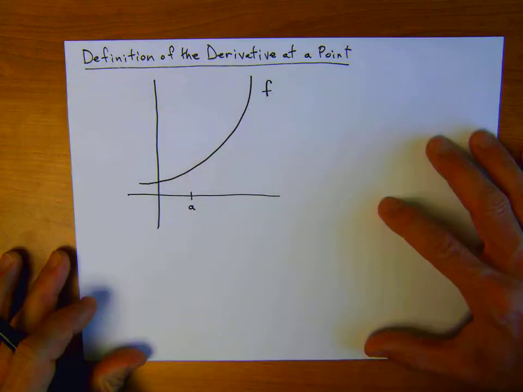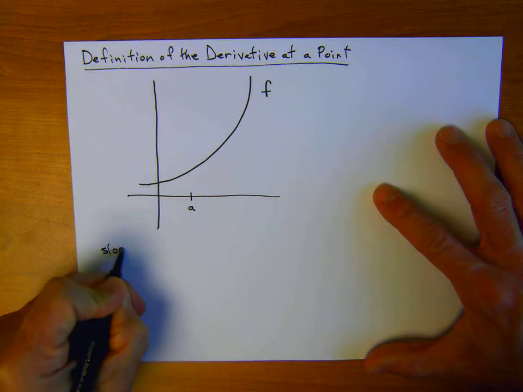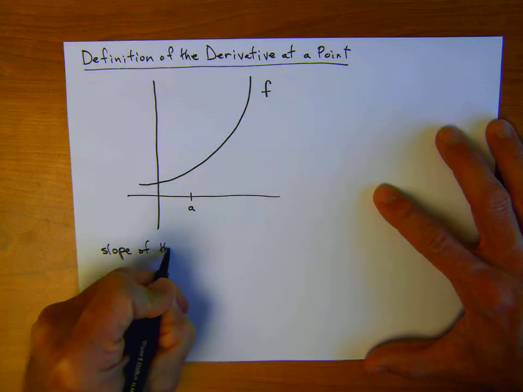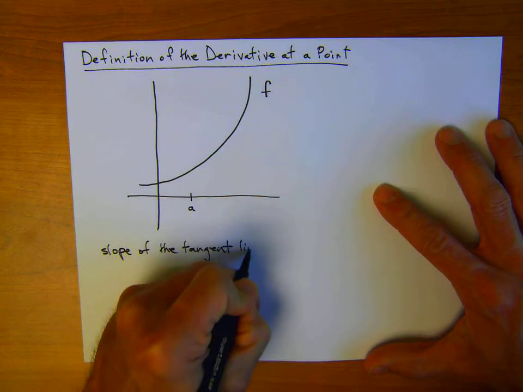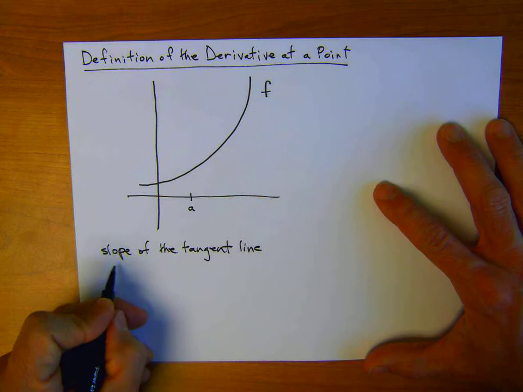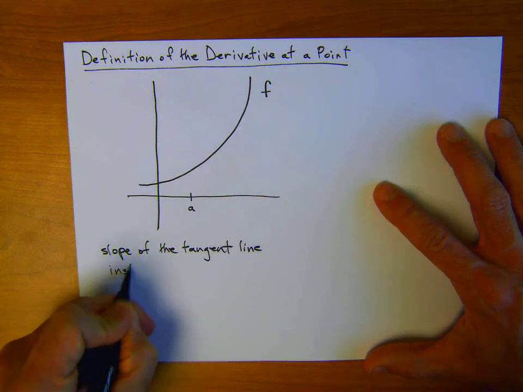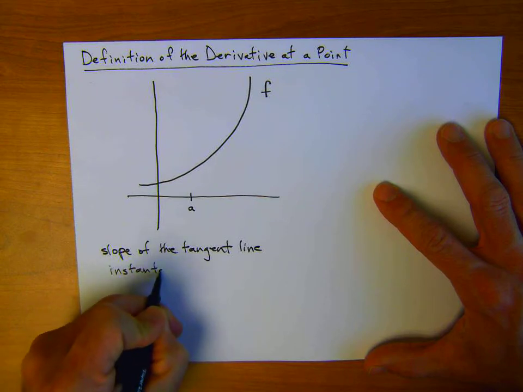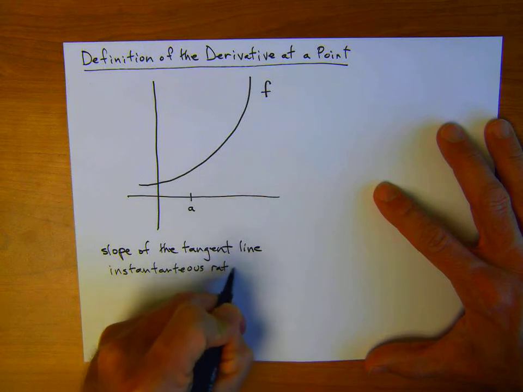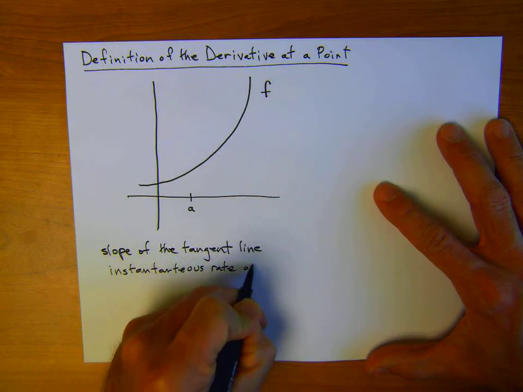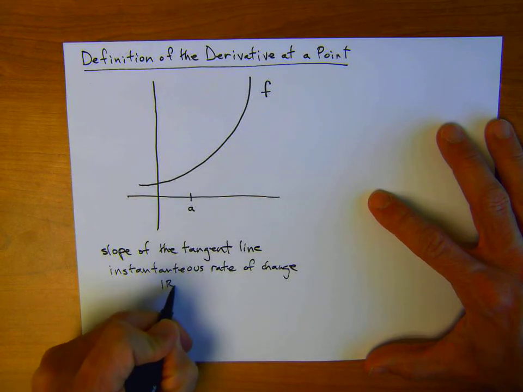Graphically, it is the slope of the tangent line. We've seen this a number of times, this idea of the slope of a tangent line. Also, in terms of the function, it's the instantaneous rate of change. So the instantaneous part is why it's at one point. Instantaneous rate of change, which we've also denoted IROC.